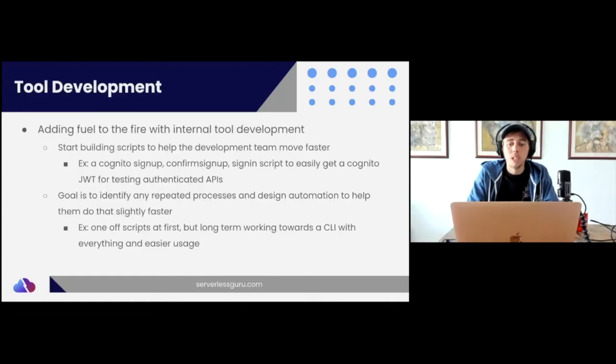Getting to tool development here. This is adding fuel to the fire with internal tool development. So this would be like building scripts to help development teams move faster. So if you see something that's a very common thing, for instance, I built a script a while back, maybe last week, which was for Cognito sign up, confirm sign up, and sign in.